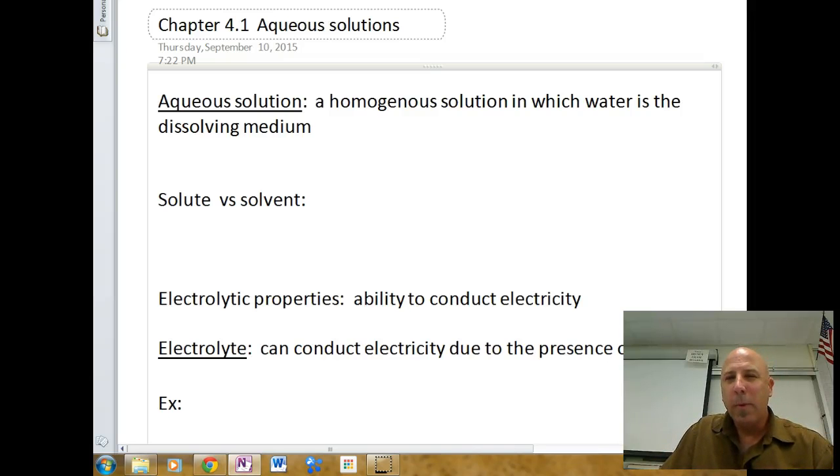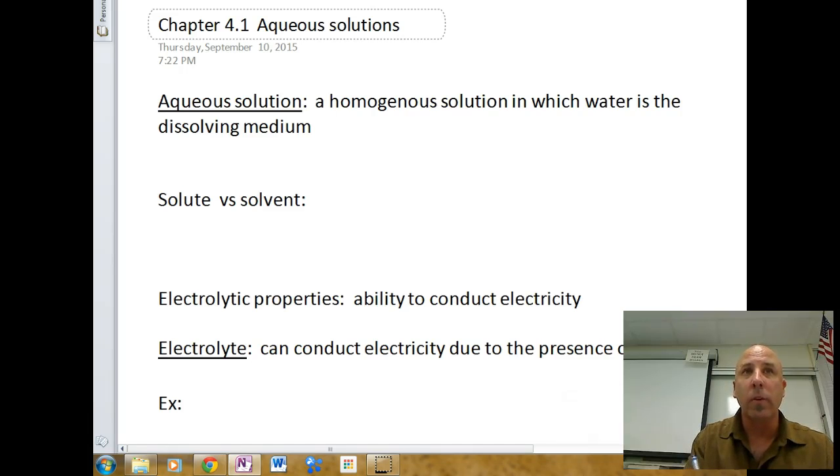How does Gatorade fit in with AP chemistry? We'll find out today in aqueous solution. So let's jump right into it here. And so let's talk about what is an aqueous solution to start off with.